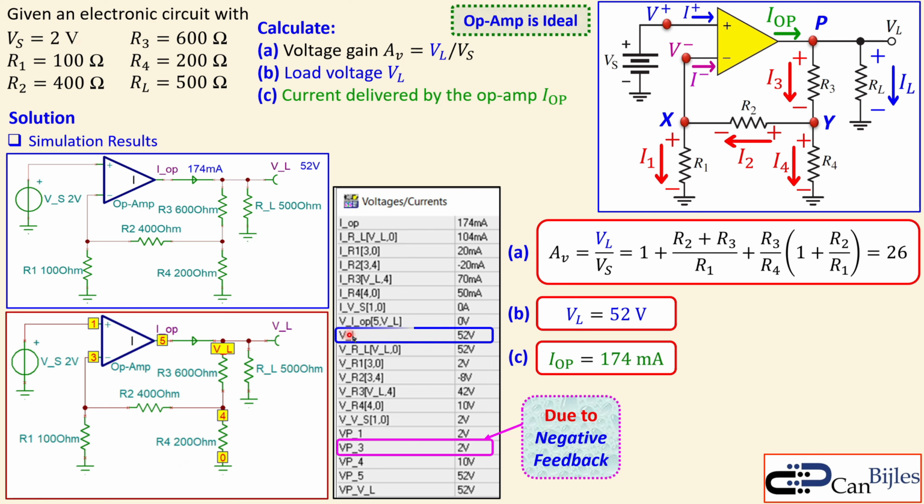You also see the V load here, again 52 volts, and also the IOP 174. So again, proving that this is correct. So everything is now verified also in the simulator. Now let's also jump to the actual simulator and see how we can generate this table and also how we can make up these values in the simulator. So let's now jump to the SPICE simulator.